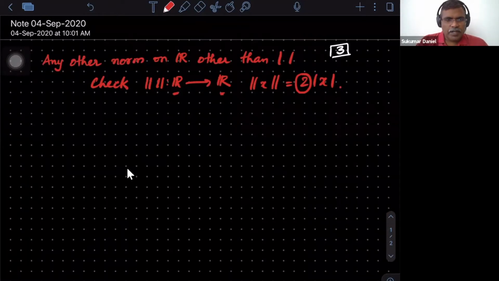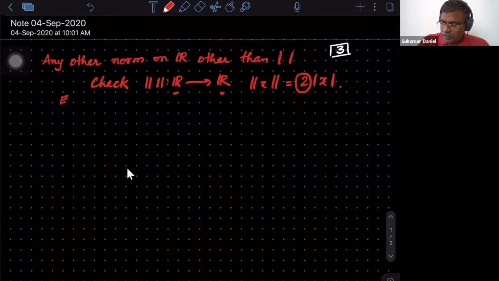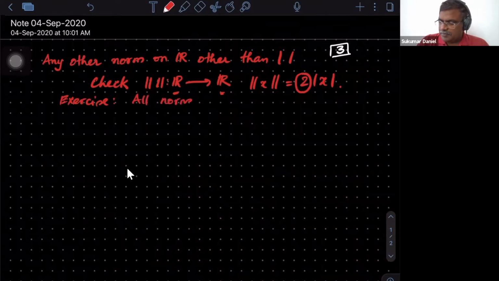And what more important I want to ask is that this is an exercise for you to take back. That is, prove that every norm will be like this only. So if at all there is a norm on R, it will always be some scalar multiple times mod x. So that you can check. Okay. So that's an exercise. So all norms are like this only.